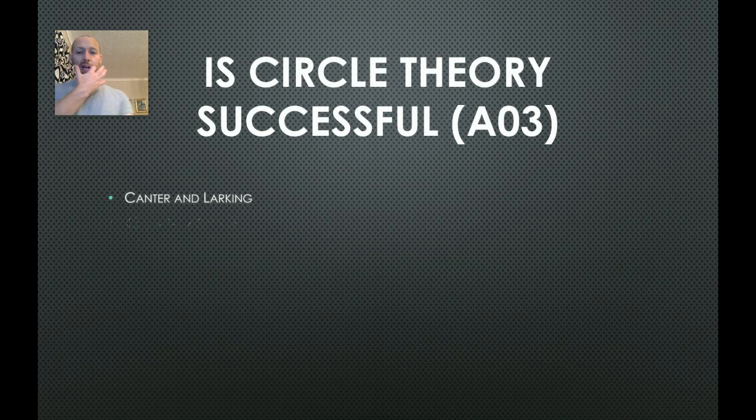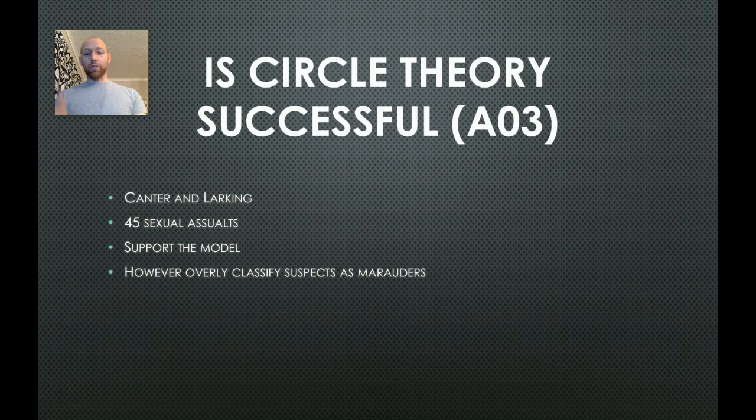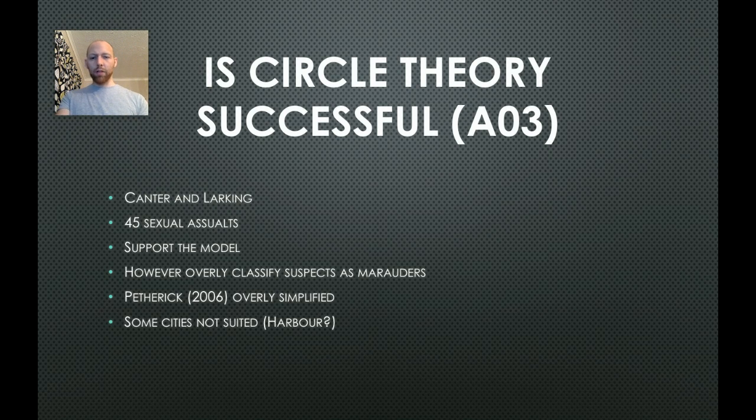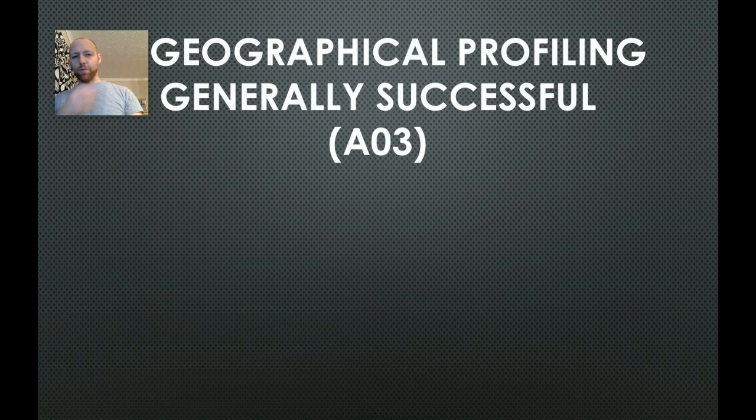Is circle theory any good? Well, Canter and Larkin looked at 45 sexual assaults. They found that it supports a model. There's more detail on this in the guide notes. However, they found that their model overly classified suspects as marauders, and they found very few suspects who would be classified as commuters. Petherick argues that it's oversimplified. Some cities are just not suited for a circle theory. I mean, imagine you've got a harbour, you would have to be committing crimes in the sea. Or you might have big mountains which are difficult to scale.